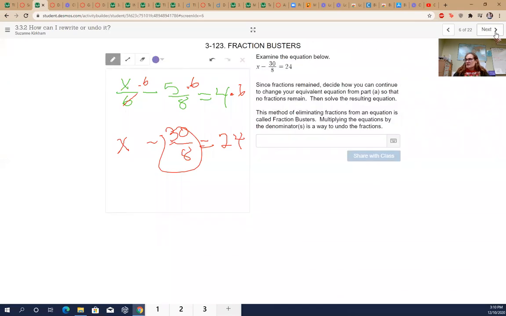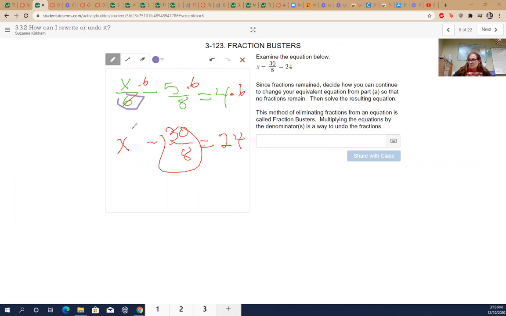Go to page 6, and it says examine the equation below. So that's what we were left with. Since fractions remain, decide how you will continue to change your equivalent equation. So now what we would do, we multiplied everything by 6, and that got rid of this 6 right here, but it didn't get rid of the 8. So we need to multiply everything by 8. Okay.